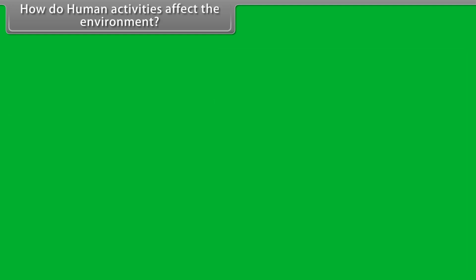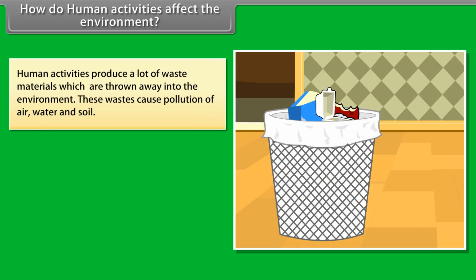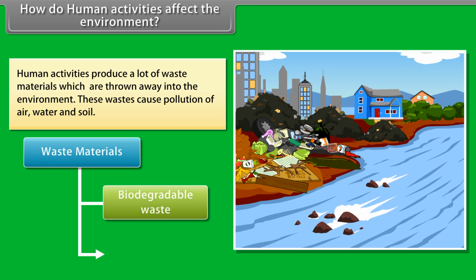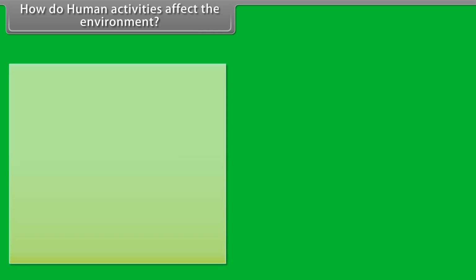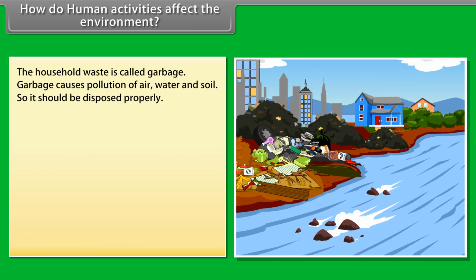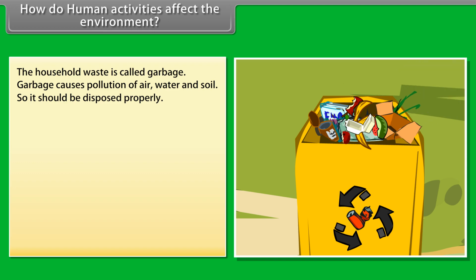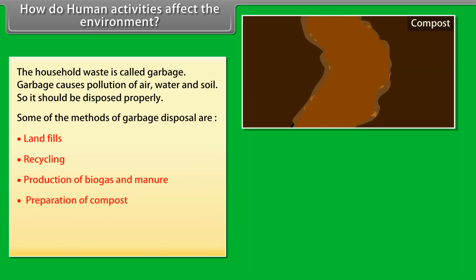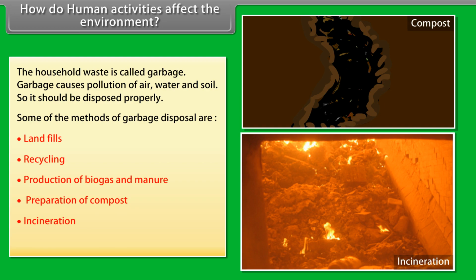How do human activities affect the environment? Human activities produce a lot of waste materials which are thrown away into the environment. These wastes cause pollution of air, water and soil. The waste materials produced are of two main types. They are biodegradable waste and non-biodegradable waste. The household waste is called garbage. Garbage causes pollution of air, water and soil, so it should be disposed properly. Some of the methods of garbage disposal are landfills, recycling, production of biogas and manure, preparation of compost, incineration, sewage treatment.